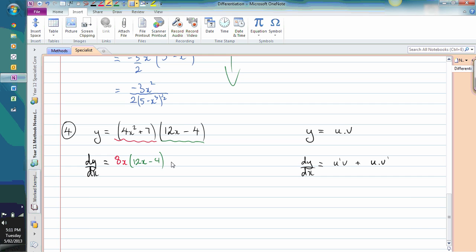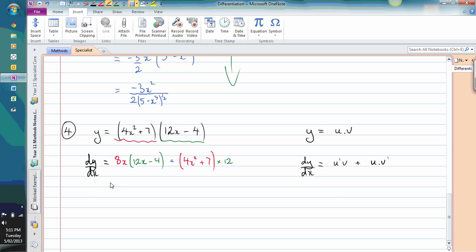Then I need to add my u just as it is. So in this case it's going to be 4x squared plus 7. And multiply by my v dash. So this part here differentiated is just going to be 12.